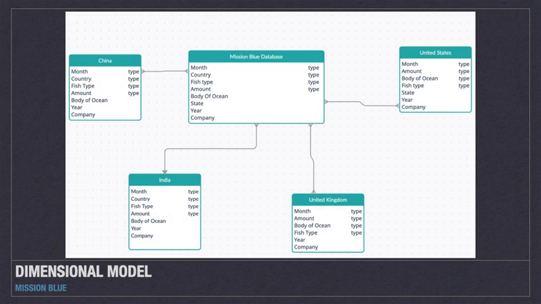Here is a form of a dimensional model of a few data points that show the same relations. For the Mission Blue database, we're going to be looking for the month that they went fishing, the country, the fish type that they're fishing a lot of, the amount of fish that they're pulling out of the seas, and the body of ocean that they chose. Not all countries have states, so that wouldn't be a relation for the rest of them except for the United States. The year that they drafted all the fish, and the companies that produce the most fish.